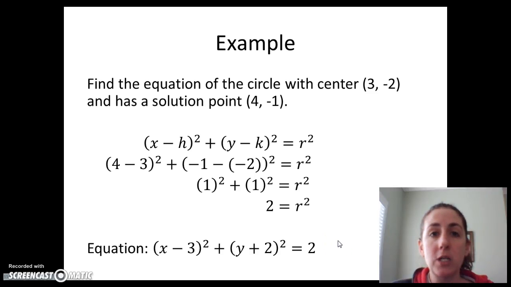So the formal equation of this circle is x minus 3 quantities squared plus y plus 2 quantities squared equals r squared, which remember is 2.